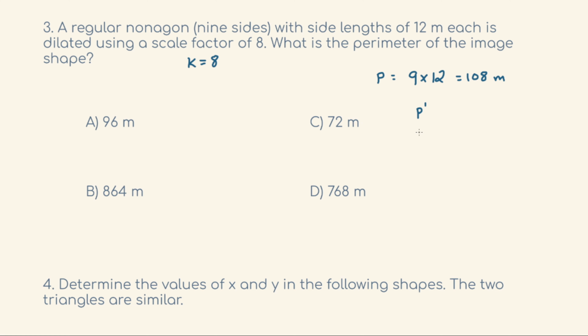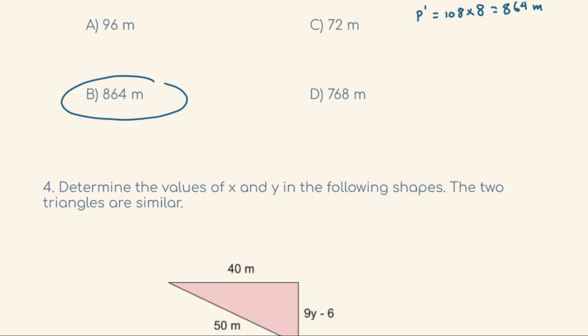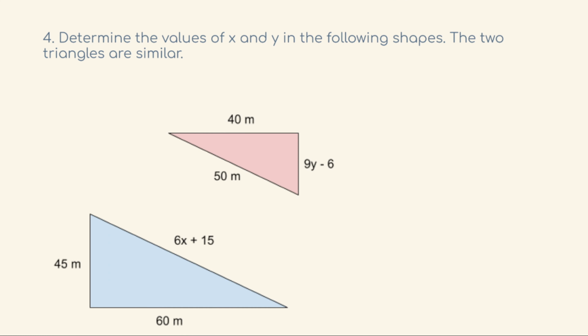Now if we want to know the perimeter of the image, we'll call that P prime. We're just going to multiply that 108 by the scale factor, which is 8, because we know the image is 8 times larger than my original, which comes out to 864 meters. So that's going to be B. Moving right along to question number 4.